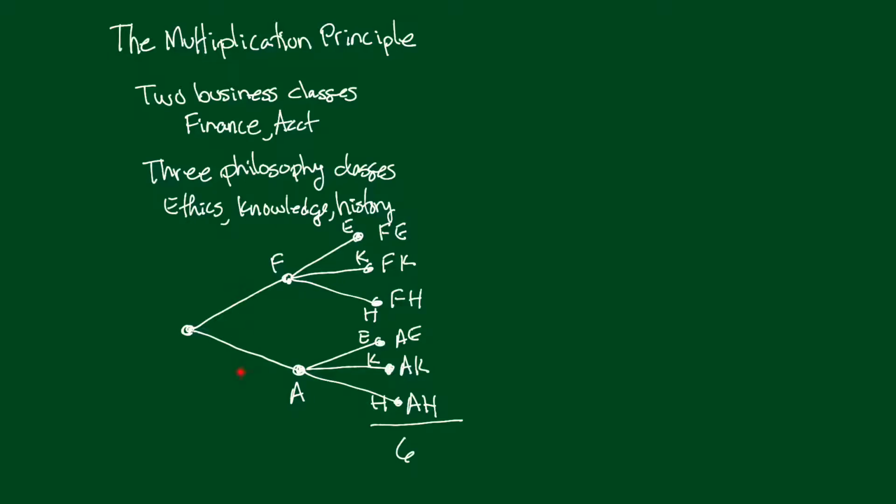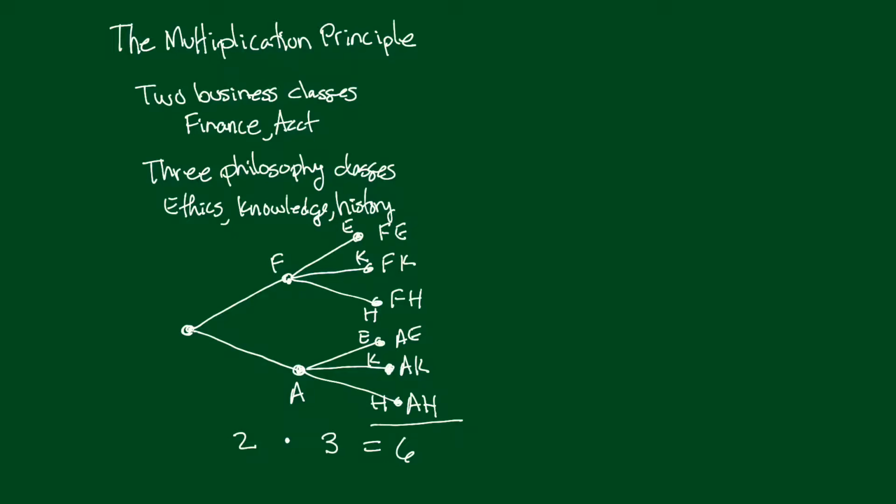Now look how I can get that 6. If I look down here for business, there's 2 ways to make that decision. Then I look for philosophy. There's 3 ways to make that decision. How do you get a 6? Out of a 2 and a 3, you multiply. All right, so that's the multiplication principle.